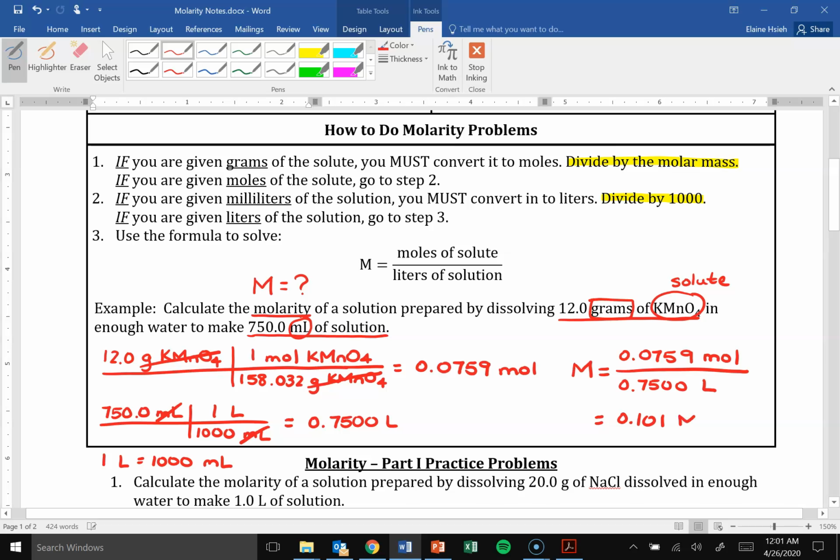And I got 0.101 molar. So usually what we would do is we would write the big M for the molarity as a unit. Okay, and the way that we read that is molar. So the answer is 0.101 molar. Now what this really means is there is 0.101 moles of the solute of KMnO4 in a liter of the solution.